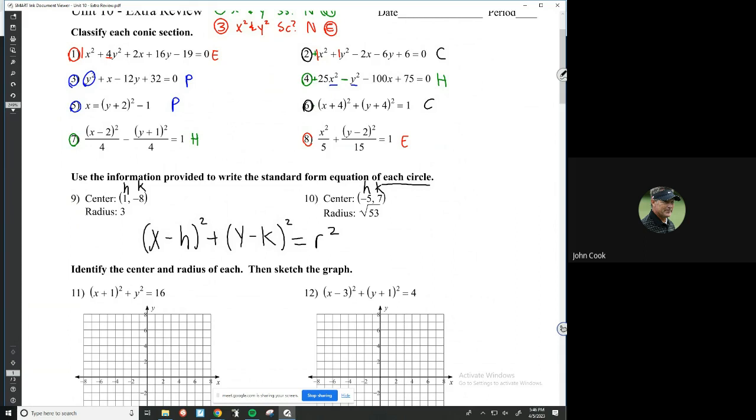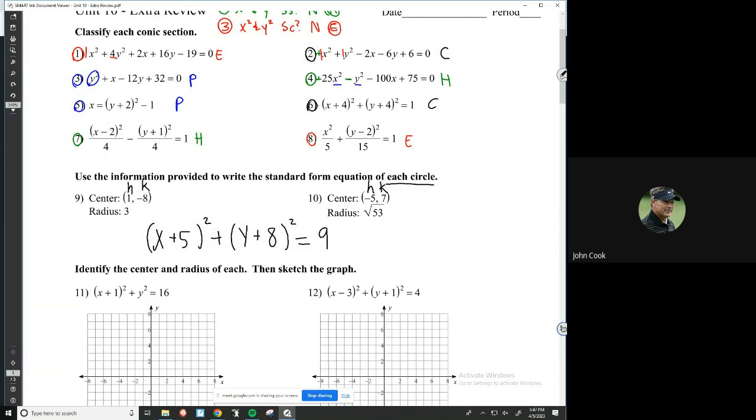So for number 9, 1 is going to be h, negative 8 is k, so that turns into a plus, and then radius is 3, so that changes to a 9. Okay, and then for number 10, let's see, so h is negative 5, so minus negative 5 changes to a positive 5, and then minus k, so minus 7, and then square root of 53 squared is going to be a positive 53. So there's number 10.